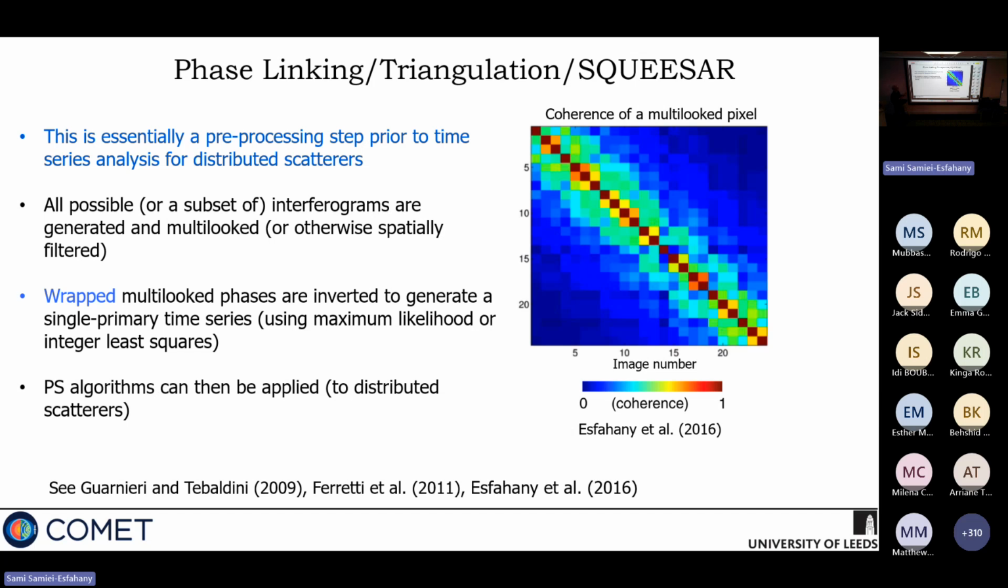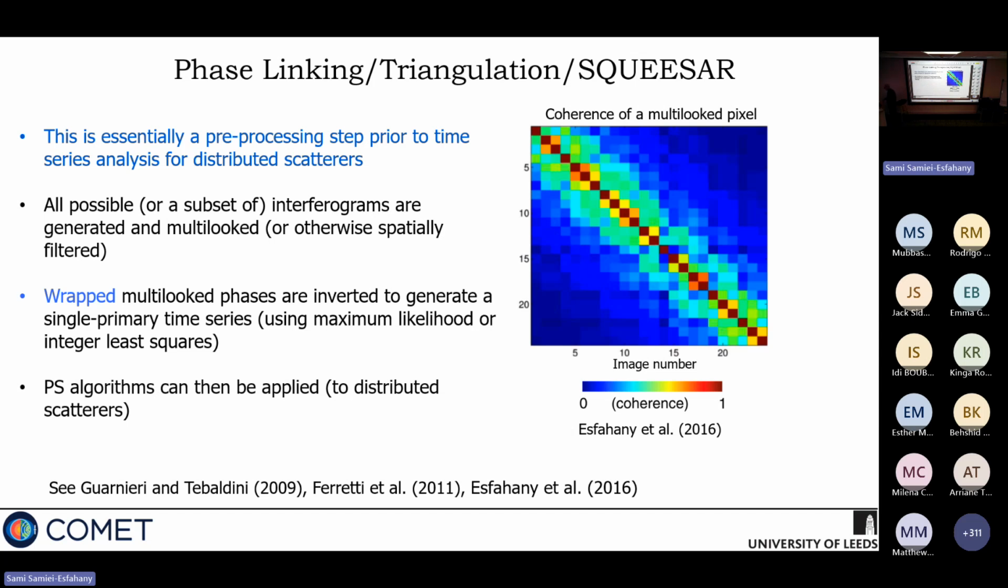In principle, you can make every single possible interferogram. So if you have 25 images, you can make all of the interferograms, and then calculate for every pixel the coherence using this sibling-based approach as mentioned. This is just one example, actually from Sami's paper 9 years ago. This is a so-called coherence matrix. It shows for one pixel what the coherence is for every image with every other image. In general, smaller temporal baselines have higher coherence, and those long temporal baselines have low coherence.